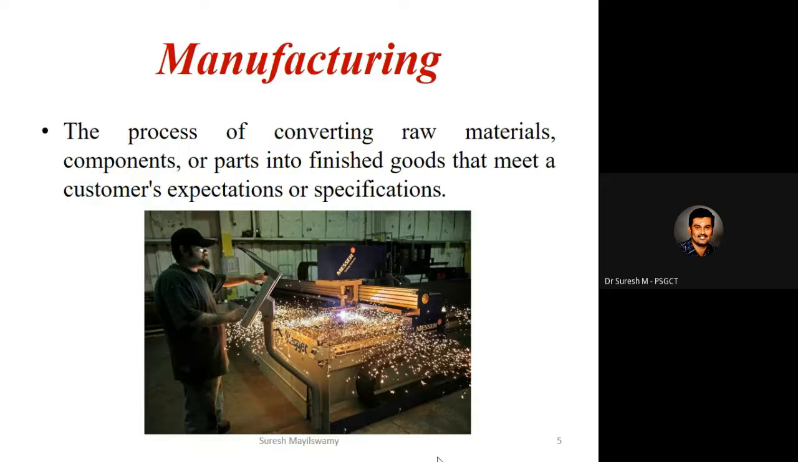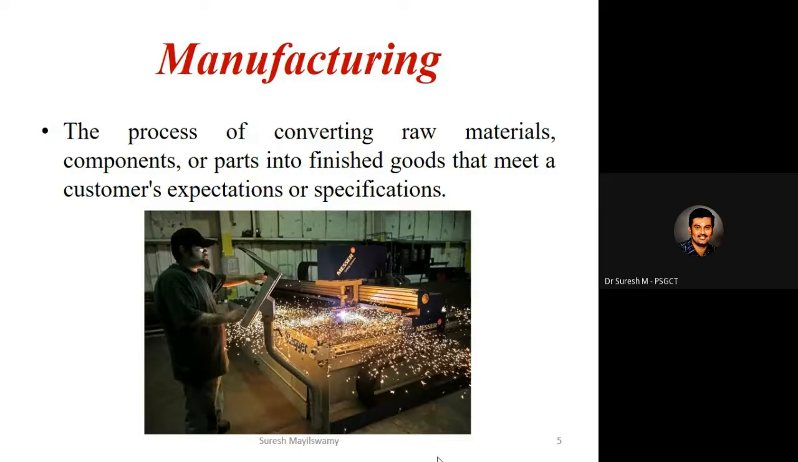So what is manufacturing? The process of converting raw material, components or parts into finished goods that meet a customer's expectation or specification is the manufacturing. So this is the general definition for manufacturing. And what is the difference between manufacturing and production? Normally, manufacturing is the process of producing something useful through raw materials with the help of machinery in factories.